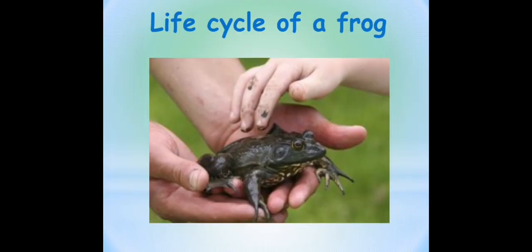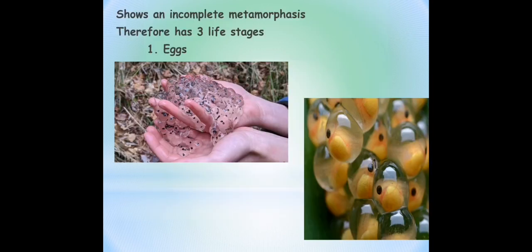Then let's move to the life cycle of a frog. Frog is an amphibian. So it can live on both land and water. Frog also shows an incomplete metamorphosis. Therefore, it has only three stages.